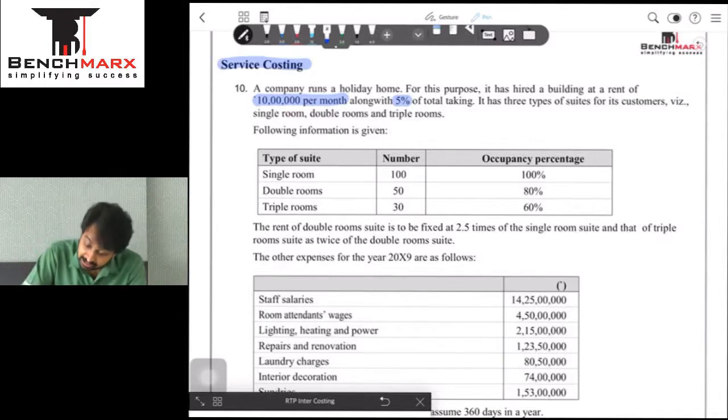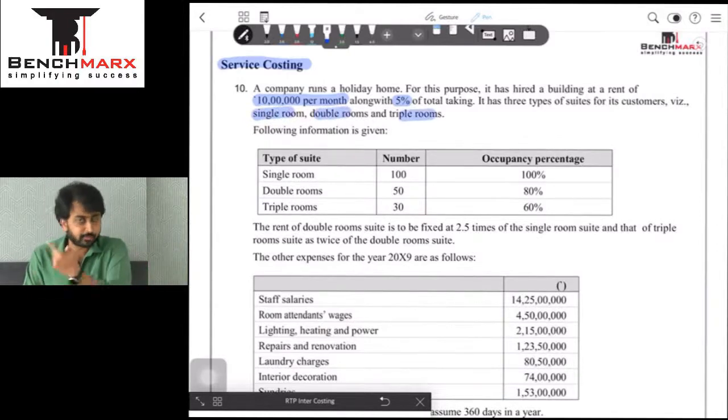ठीक है. It has 3 types of rooms as I have given in the example. One is single room, one is double room, one is triple room. So the tariff of triple room obviously has to be higher than double room. The tariff of double room has to be higher than single room. ठीक है. Going ahead, types of rooms and उसके number of rooms.